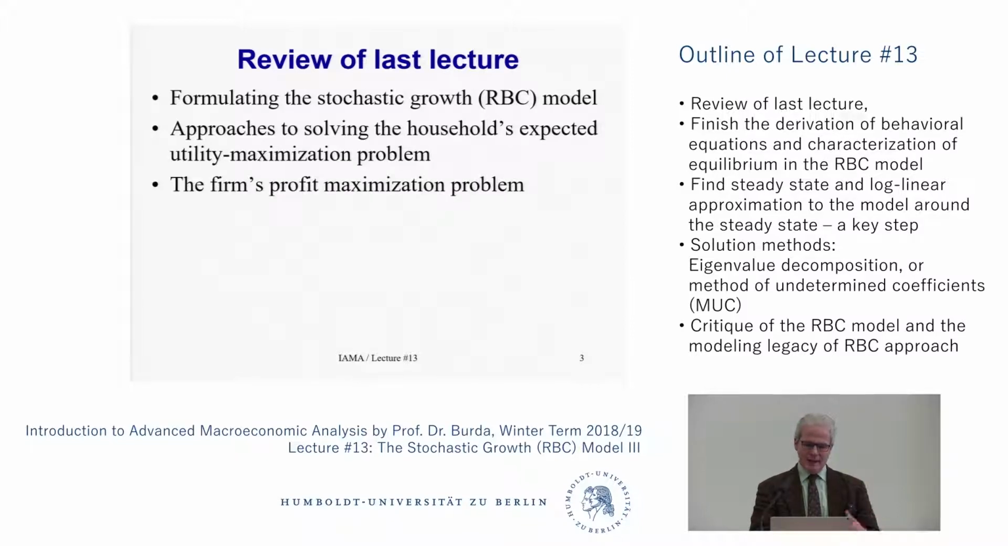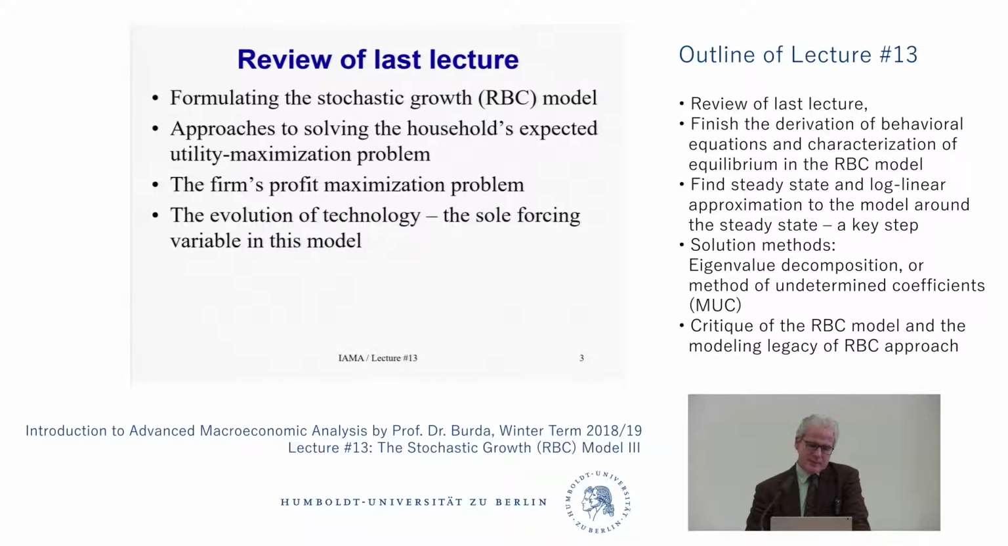Okay, so we had those two problems. We got some first order conditions which characterize optimal behavior. We have a budget constraint and we have a transversality condition. And we also thought about the firm facing this sole shock in the model, which is technology. So the firm is trying to maximize profits and the production function keeps shifting. And it does so in a semi-systematic way. There's a random part and there's also a predictable part.